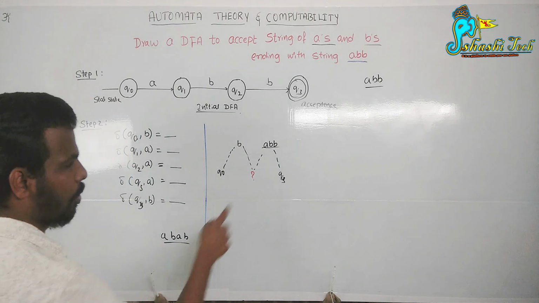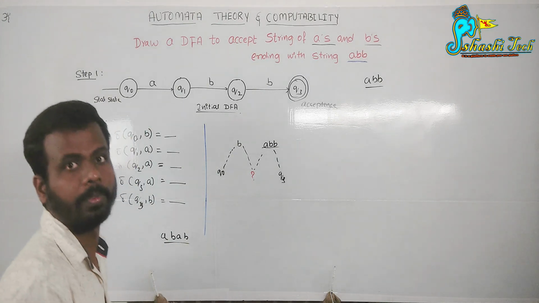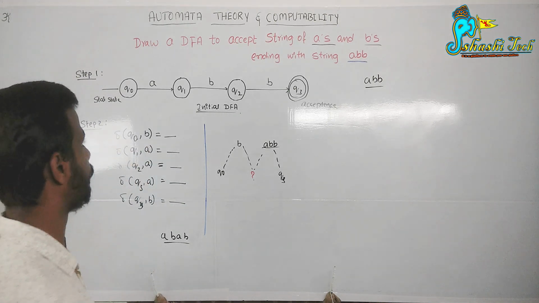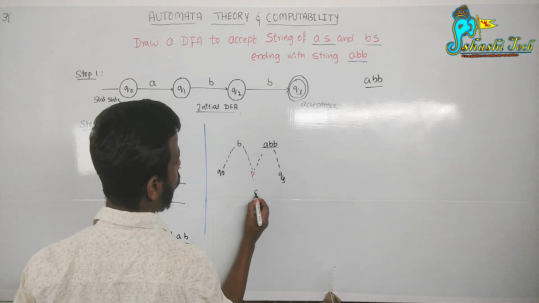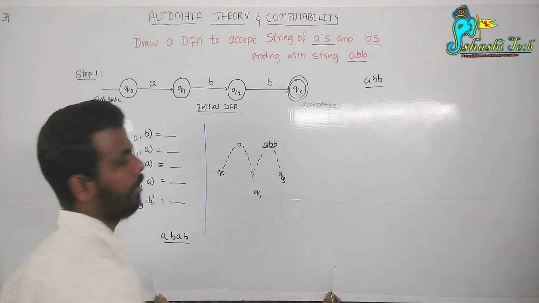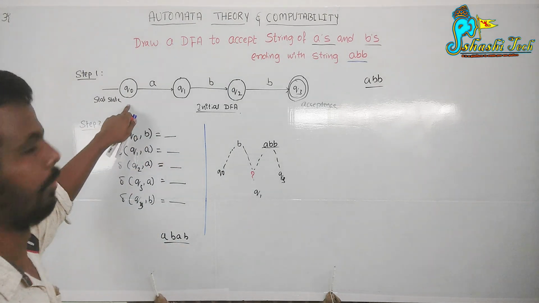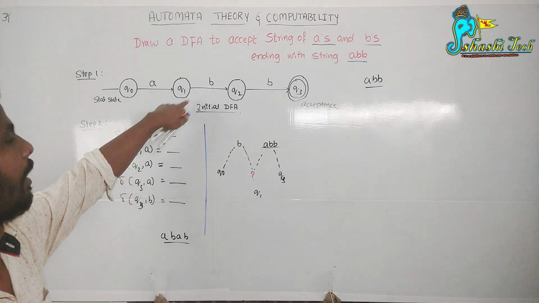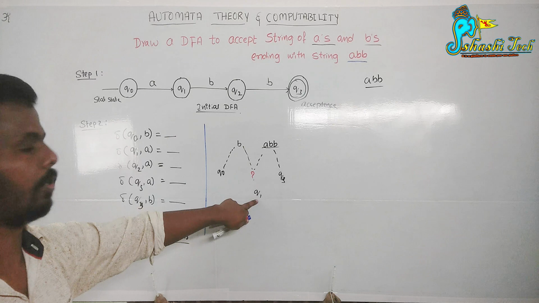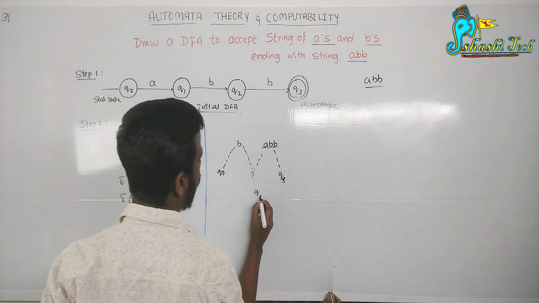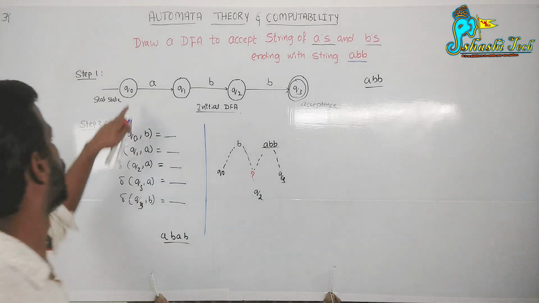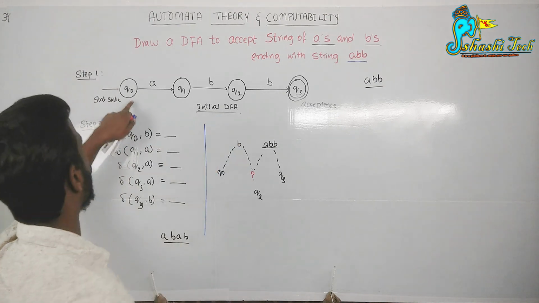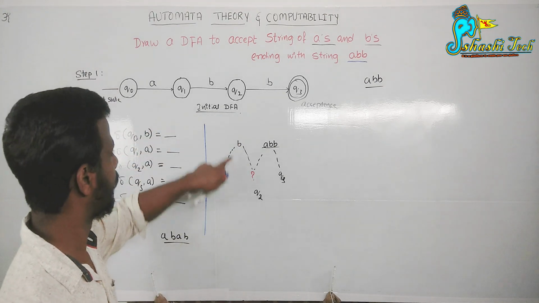Okay, so what shall I write here? You tell me. Shall I write Q1? No, you cannot, because Q0 upon accepting A already goes to Q1. You cannot go for Q1. Shall I write Q2? From here to here, Q2 upon accepting B.